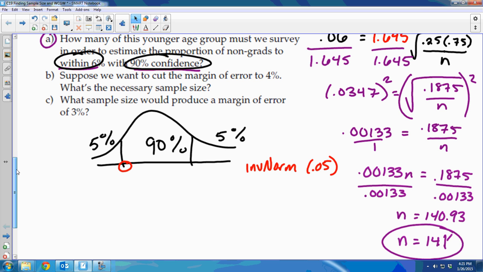So in part B, it asks the same question. Suppose we want to cut the margin of error to 4%. What's the necessary sample size? Do the entire algebra problem again. You just replace 0.06 with 0.04 in the beginning. And see, what sample size would produce a margin of error of 3%? Again, you're just changing the 0.06 to 0.03. If you can remember the margin of error is that stuff after the plus/minus of your confidence interval, then you always have that equation that you can use to find the sample size.